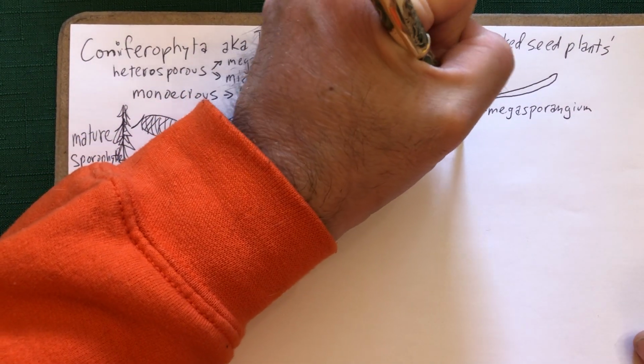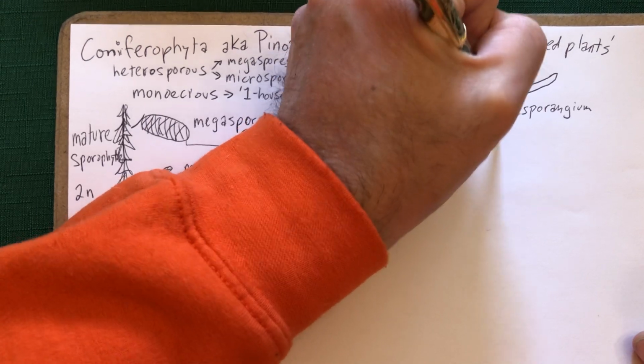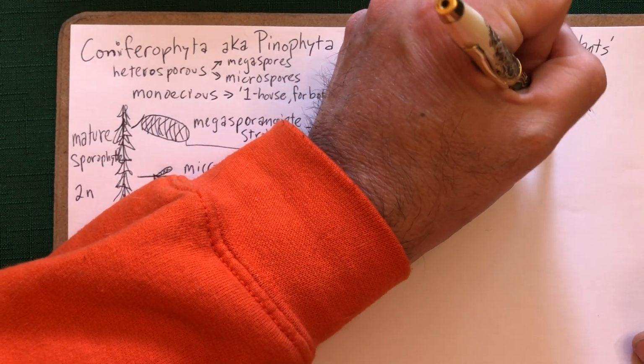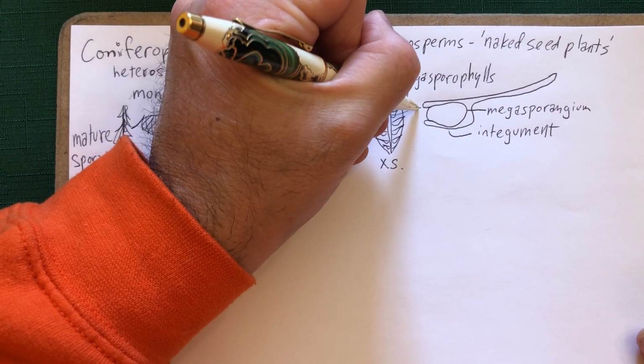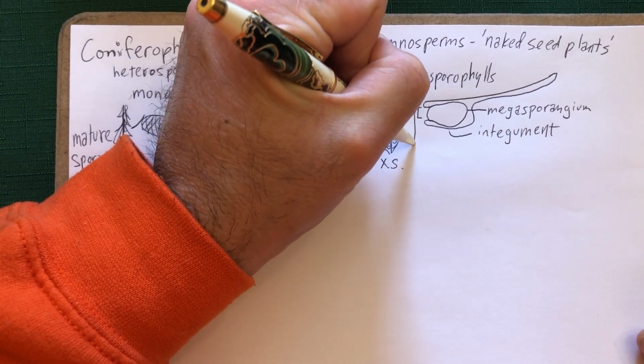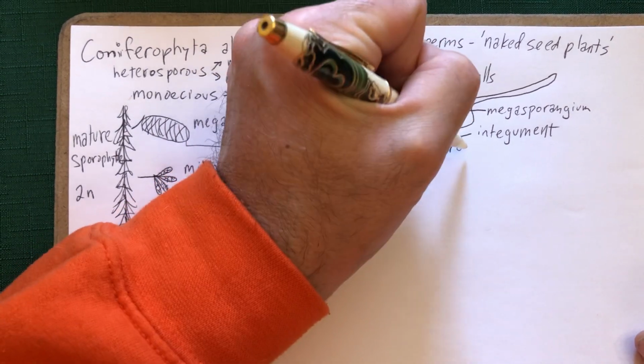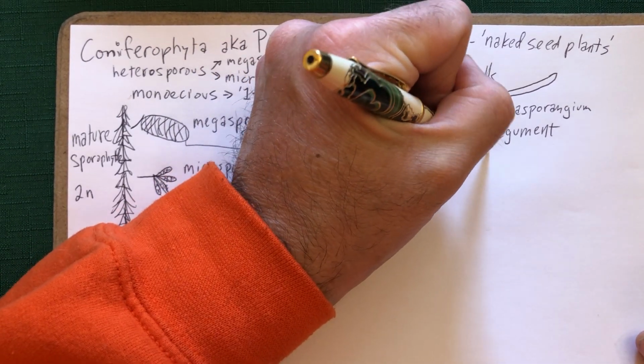We've got a covering called an integument. And we've got this gap in the integument that is referred to as a micropyle.